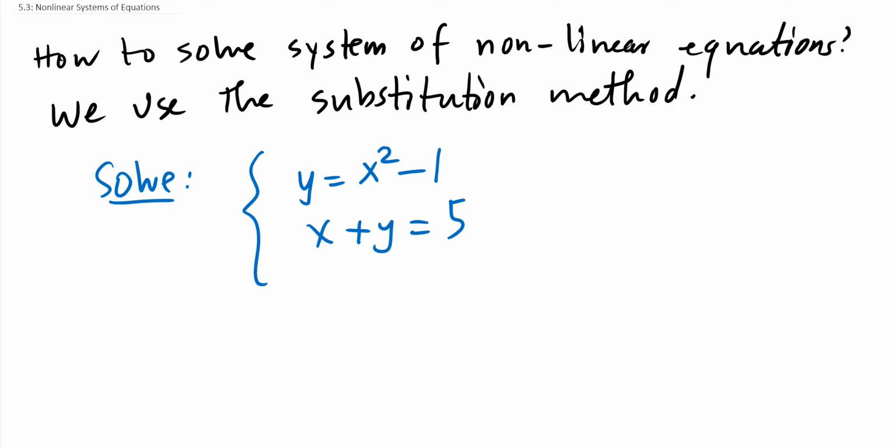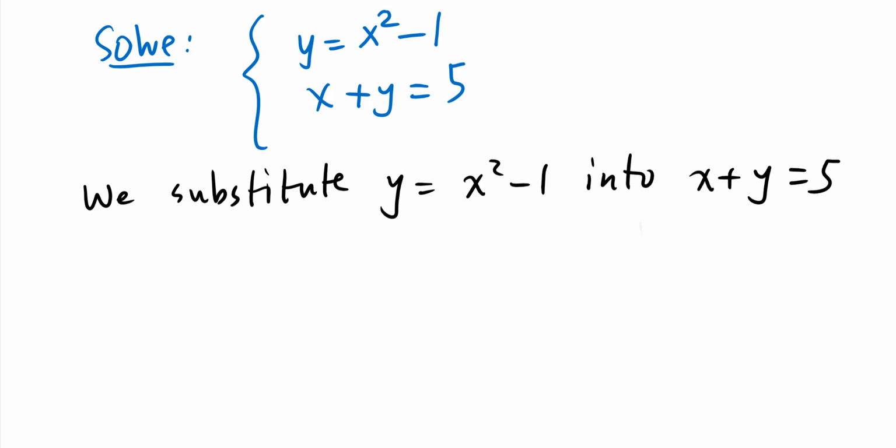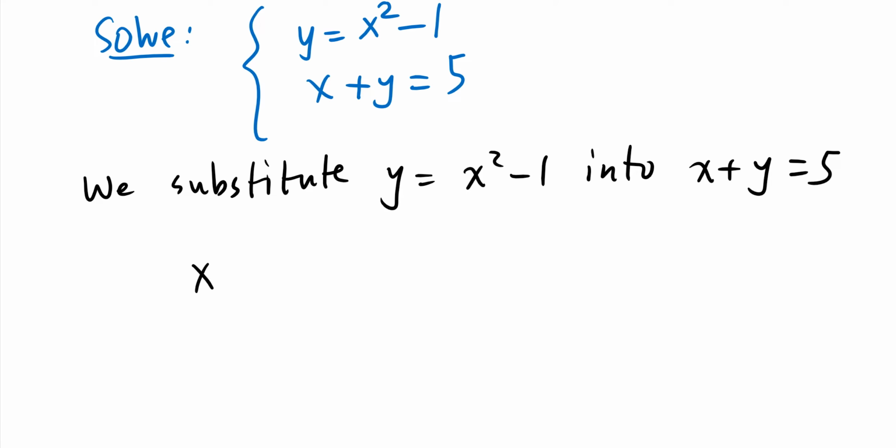So we substitute y equals x squared minus 1 into the second equation. Keep x the same, and the y, I'm going to replace with x squared minus 1, equals 5. Then how are we going to solve this? I see a quadratic. Always, when you see quadratic equations, we need to bring everything to one side and set it equal to 0. So I rewrote it this way.